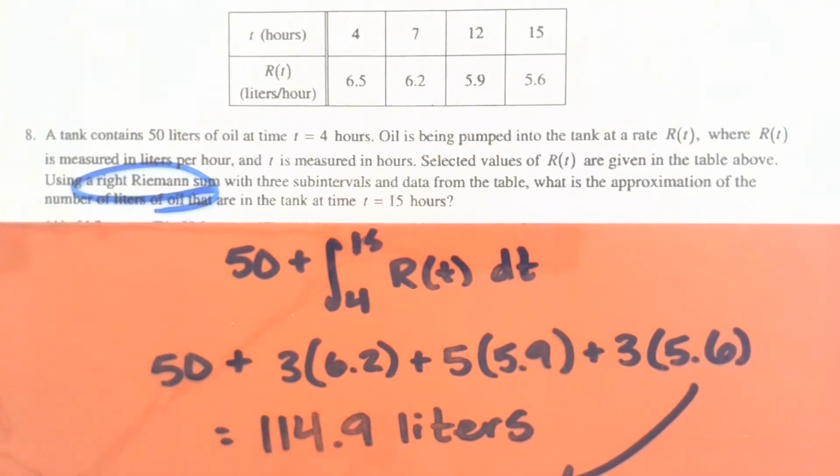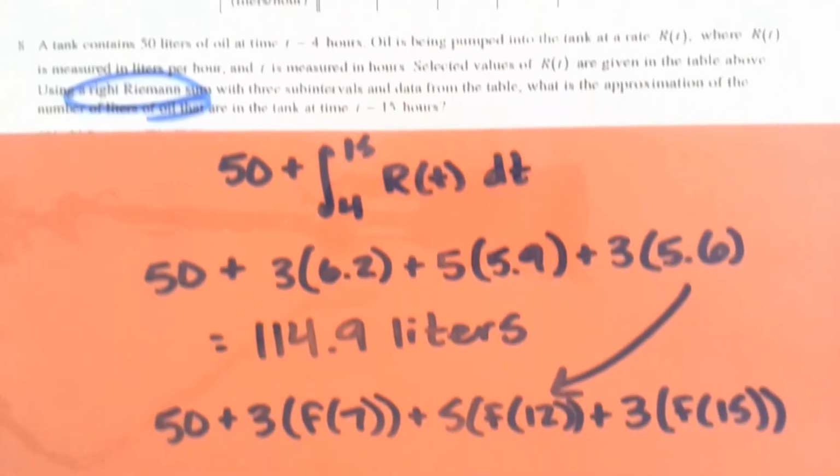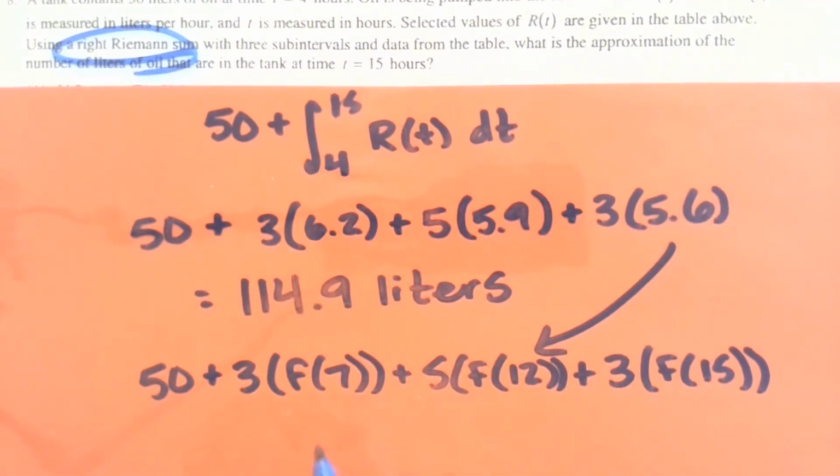I do want to also mention that if you're working one of these on a free response question, I think it's worth it to take an extra 30 seconds to write it as 3 times f of 7, so that you're showing that AP grader, I know that I'm choosing the value on the right: f of 12, f of 15. It's a little step to add in there, but I think it would be helpful for the person grading it to know that you know what you're doing.